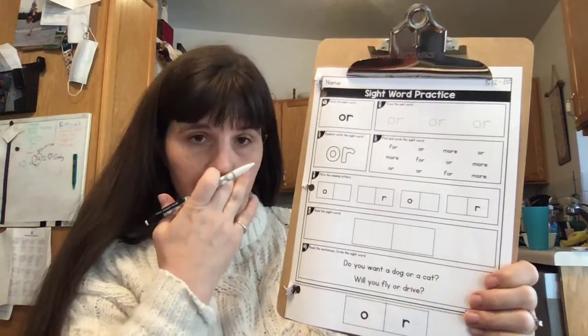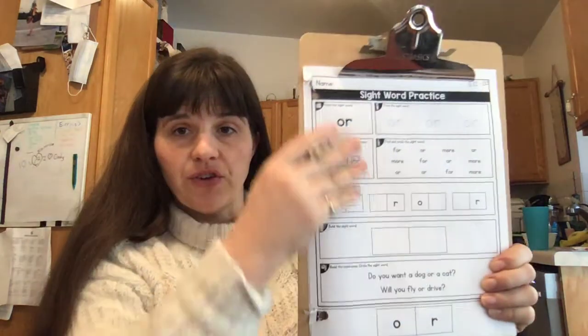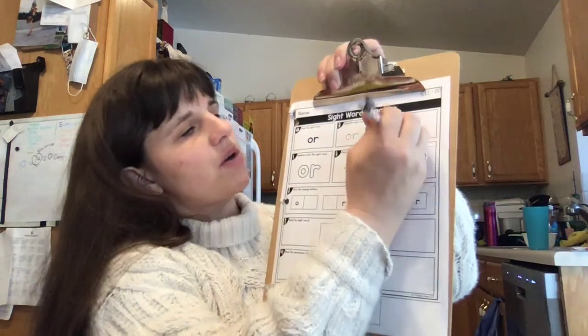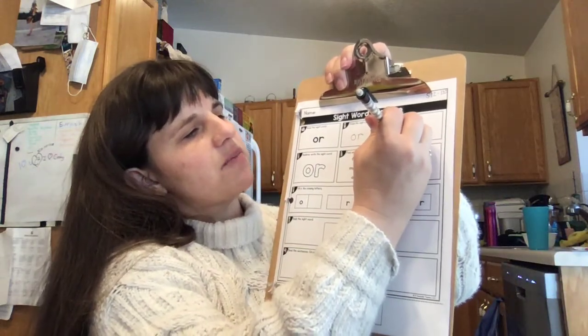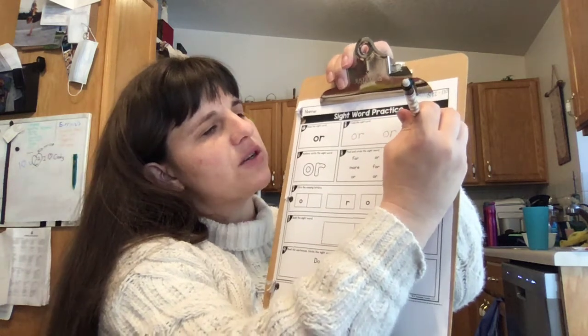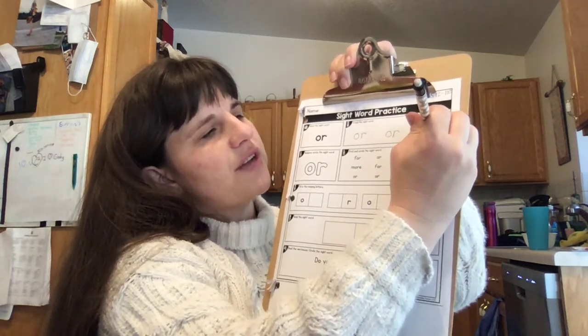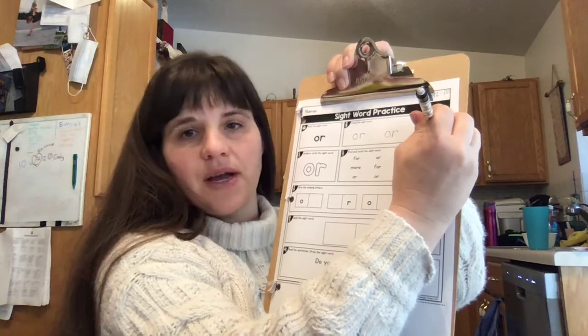So let's start. We're going to do or. We're going to trace it. Or. O-R. Or. Remember, your R is a diver letter. Okay, make sure you form it right. So remember, with R, we dive down, swim up, come around. Don't pick up your pencil. We've done O before. Dive down, swim up, come around. Okay, then you're going to color your or.